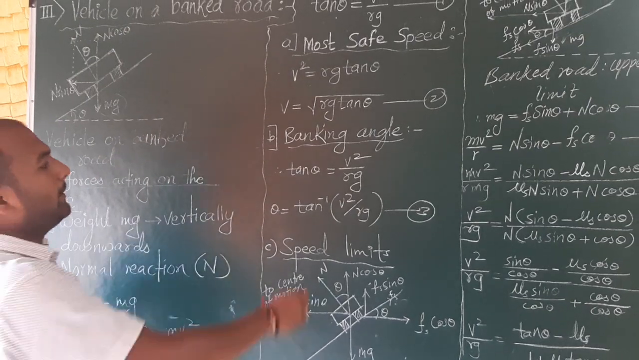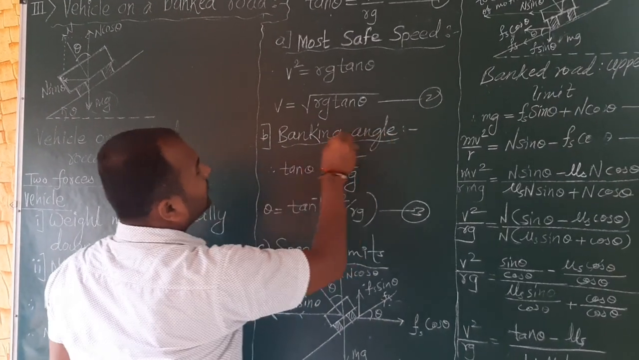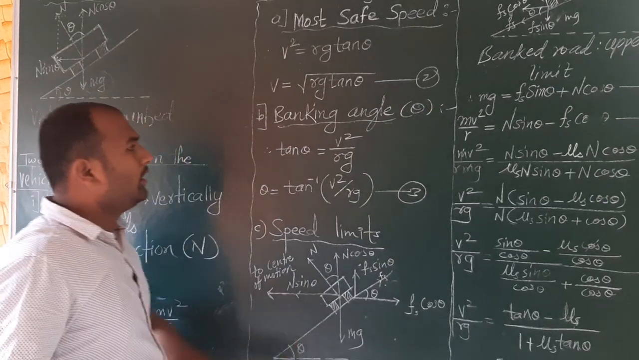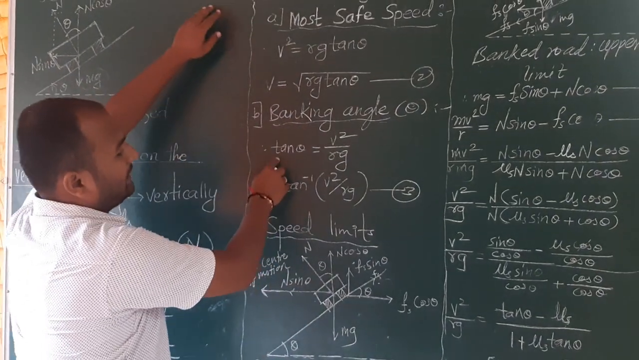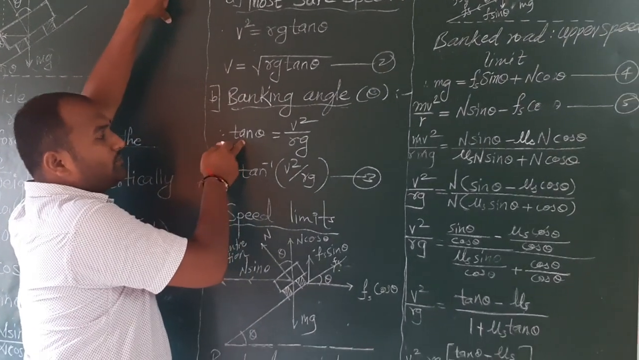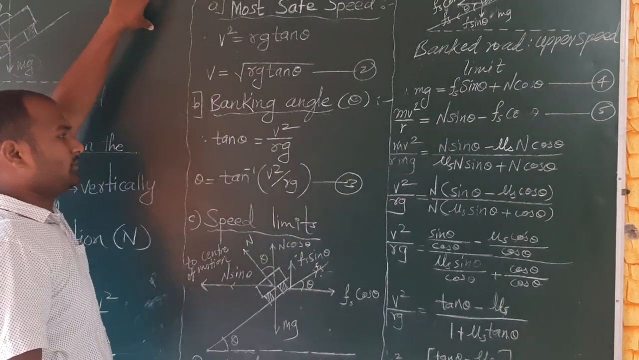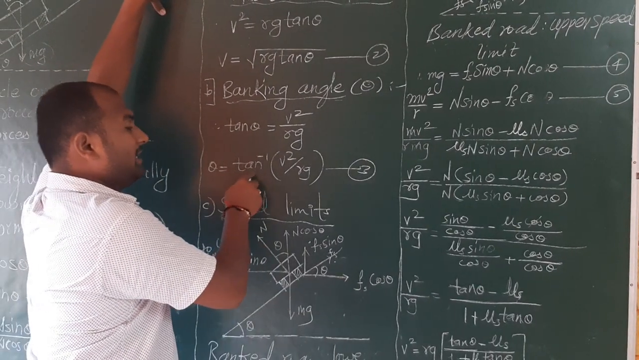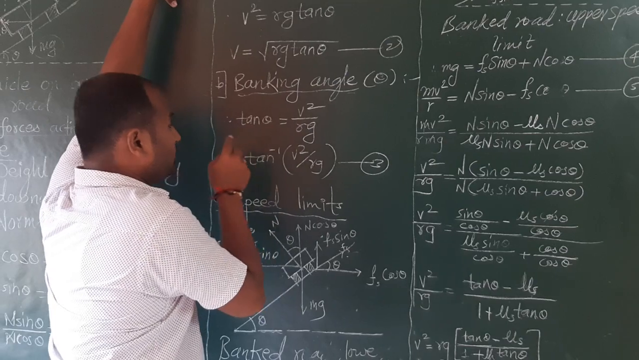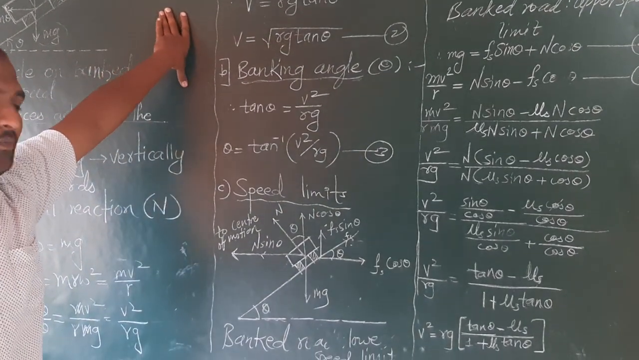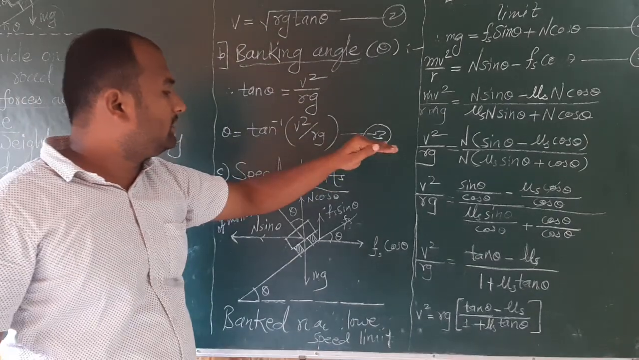Next point is the banking angle. So banking angle means here we have to find out the angle theta. We know that equation number first was tan theta is v square upon rg. So theta as it is, and this tan which is going to the opposite side will be in the denominator. So we can write theta is equal to tan inverse v square upon rg. So theta means banking angle. This is equation number 3.